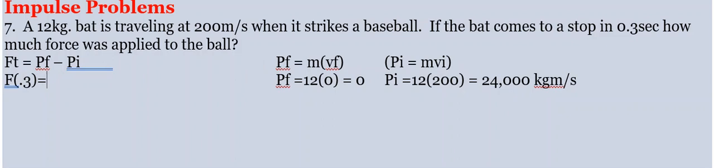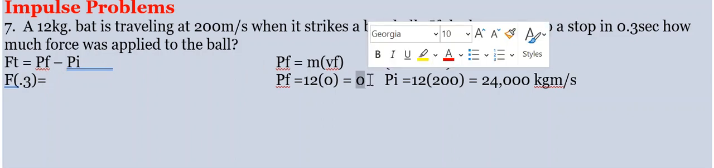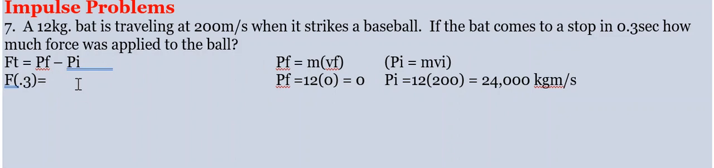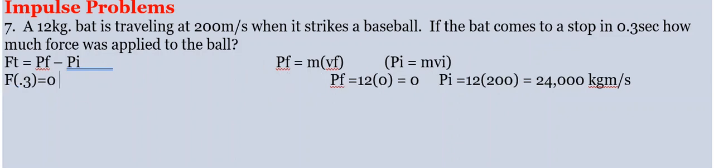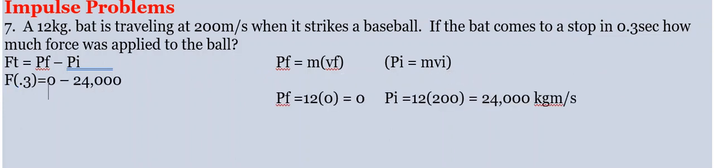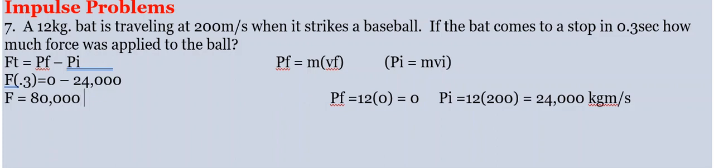So now I'm going to come back over here and put this information in. Well, what did we find PF to be? We just found PF was 0. So over here, I'm going to put 0 minus PI. Well, what did we get PI to be? We said PI was 24,000. So now it's just a matter of finding that force. If I divide both sides by 0.3, this force is going to be 80,000 newtons. All right, 12 kilogram bat, 80,000 newtons along the way.